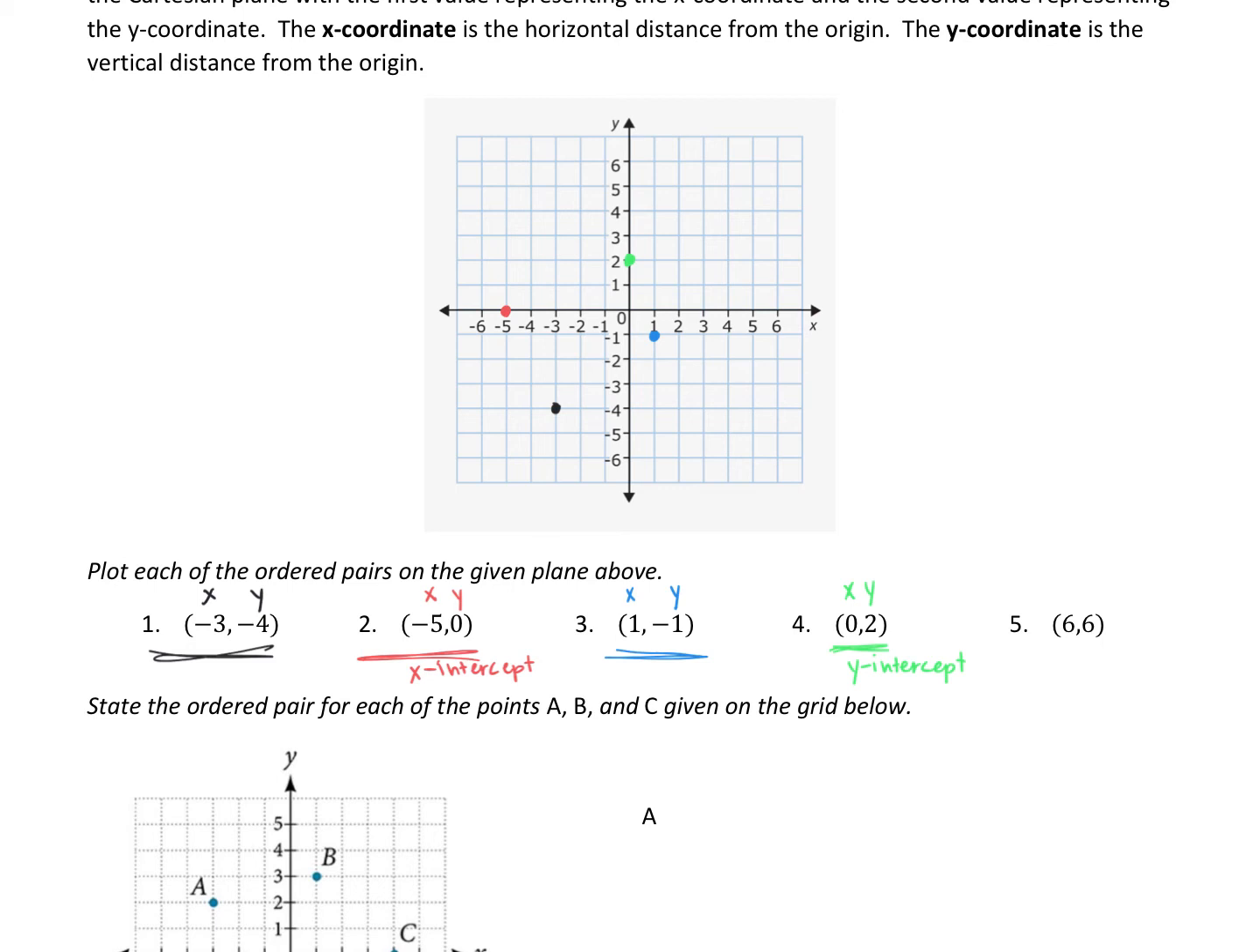All right, last but not least, we have (6, 6). So x, y, both of them are 6. That means we will move to the right 6, and then we will move up 6, and that will give us another point.